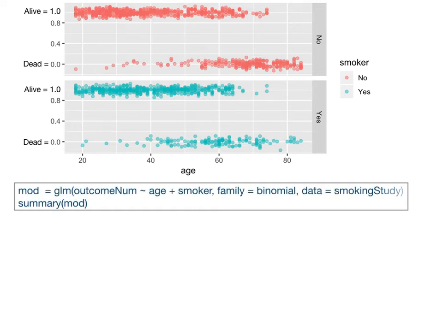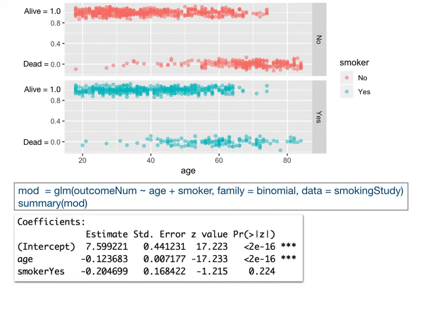We could use the following code to fit the model. Remember to use GLM because it's a generalized linear regression model, and set family equal to binomial to tell R that you want a logistic regression model. The syntax of the formula, y tilde x1 plus x2, is basically the same as in a linear regression model, and then we can have the summary.